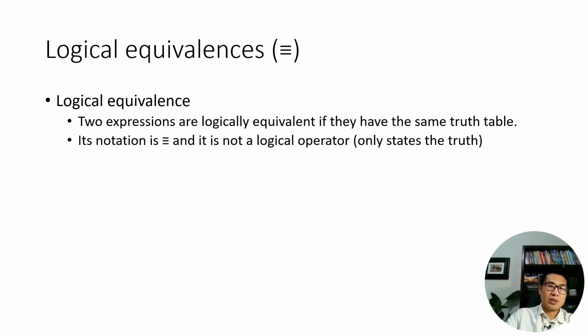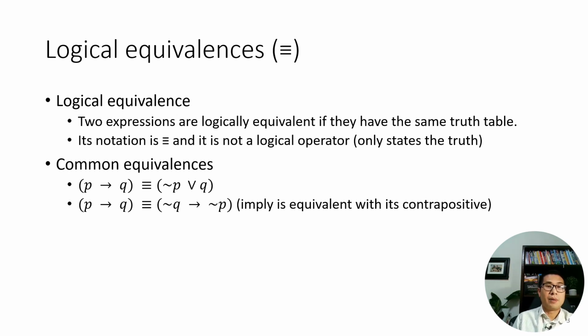So logical equivalence is formally defined as: two expressions are logically equivalent if they have the same truth table. So if they have the same input, they always have the same output for every combination of the inputs. So its notation is this, and it is not a logic operator. Again, it only states whether the two expressions are equivalent or produce the same output or not.